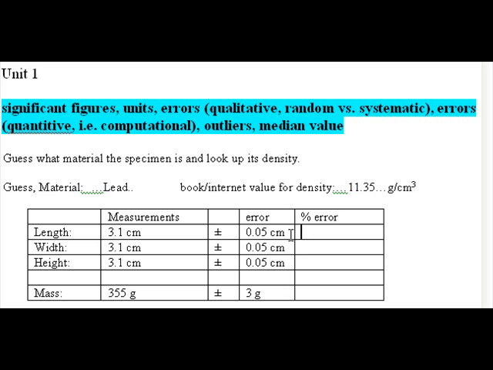In order to determine the percentage error of the computational errors, I take my measurement error that I estimated at 0.05 centimeters and divide by 3.1 centimeters and shift the decimal point a couple of times, and that gives me the percentage error of that measurement. And then here I have 3 grams versus 350 grams. Again, I divide the two. That kind of looks like I've come up with a little bit less than 1%. So let me do the calculation.